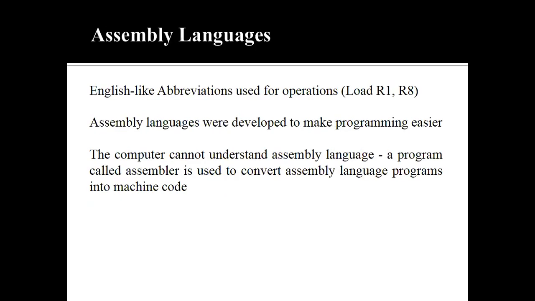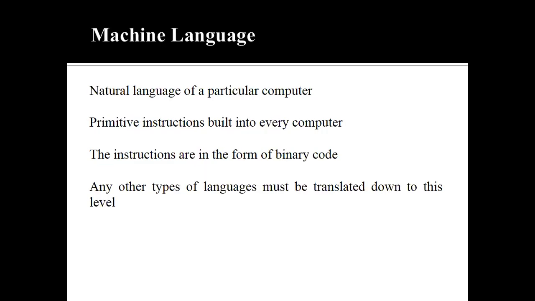In assembly language, it is English-like, with abbreviations used for operations like load R1, load R2. Specifically, English words can be used for giving instructions to the computer. Assembly languages were developed to make programming easier, because not everyone can write specific code in binary. The computer cannot understand assembly language. A program known as an assembler is used to convert an assembly language program into machine language.